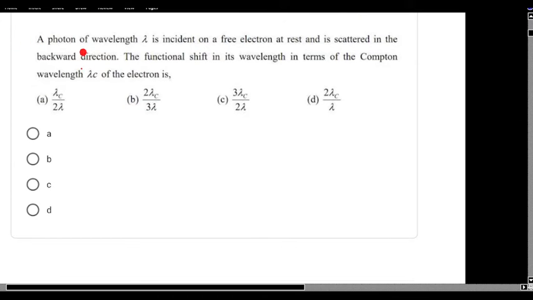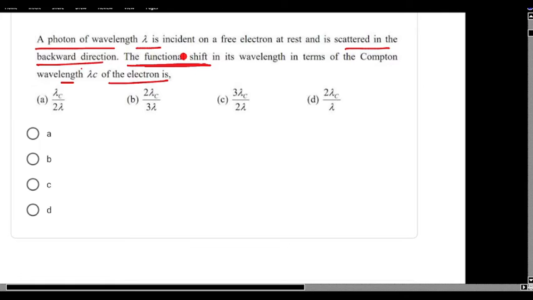The first question is: a photon of wavelength lambda is incident on a free electron at rest and is scattered in the backward direction. You should first know the basic things about the Compton phenomenon, and then you will understand what they are saying. They are asking for the fractional shift in the wavelength in terms of the Compton wavelength lambda c of the electron. We will discuss what the fractional shift is.